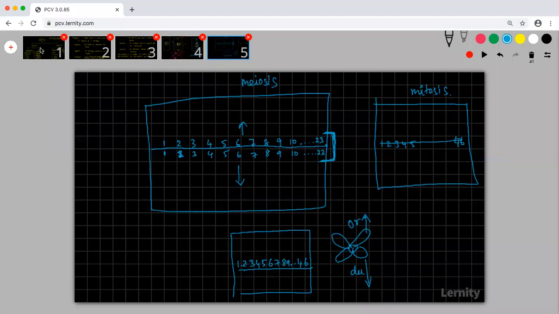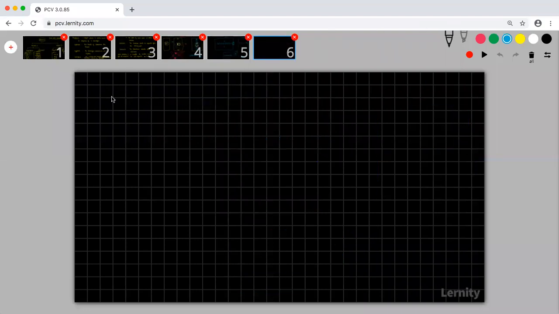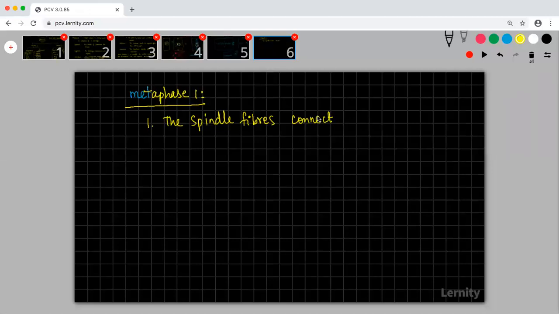Okay, so now let us write metaphase 1. The spindle fibers connect with the chromosome.